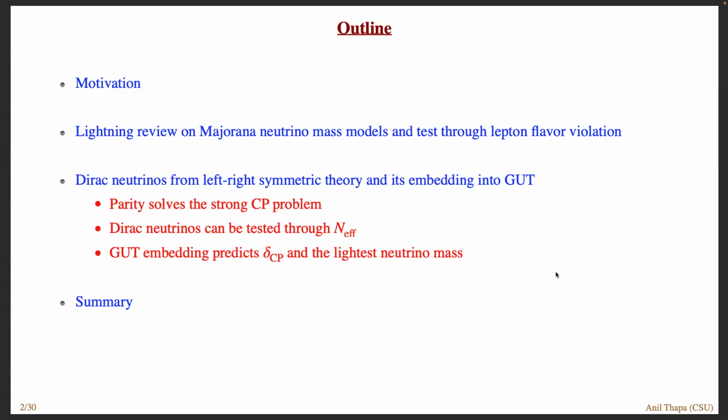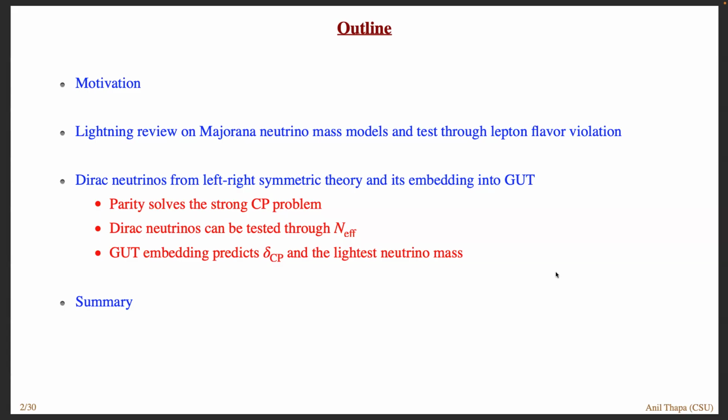I'll give a lightning review on Majorana neutrino mass models and how we can test this kind of model through charged lepton flavor violation, just to give a background. And then I'll talk about Dirac neutrinos from left-right symmetric theory and how we can embed this kind of version of left-right symmetric theory into GUT. In this one, I'll talk about the parity solution to the strong CP problem.